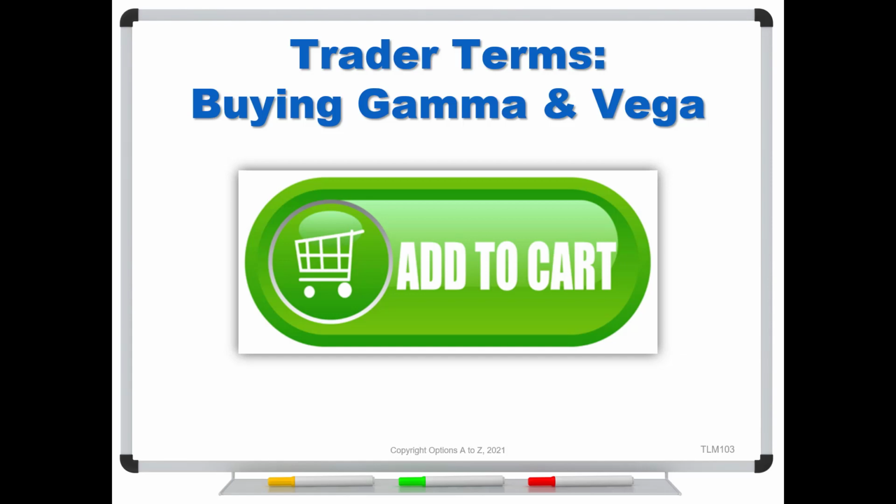I wanted to throw out a couple of trading terms to the group, and that is buying gamma or buying Vega. The reason I wanted to do this is I was speaking to a trader last week, and I was talking about these, and he said, well, what does it mean to buy gamma or to buy Vega? Once you understand gamma and Vega, it should be fairly obvious, but they're really just traders' terms that they'll use to talk about the reason for using a strategy.